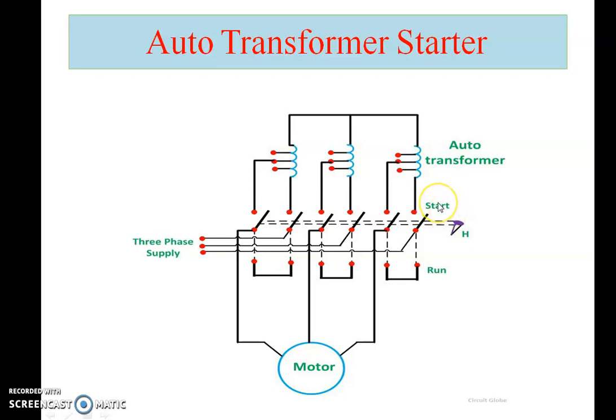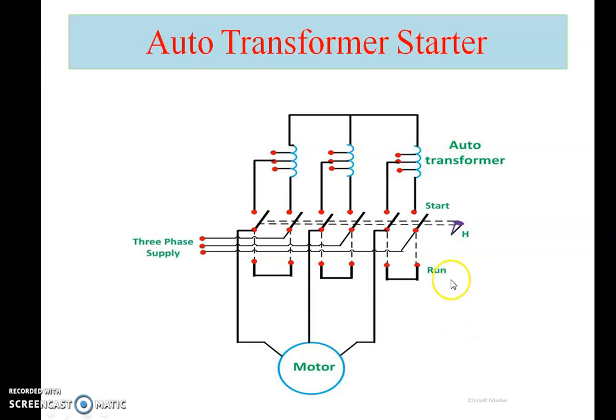Now when the machine is in running condition, that means once the motor gets the rated value of speed, this changeover switch will move towards the run position. Now how the starting current will reduce to a safer value, we will see in detail with this auto transformer starter.